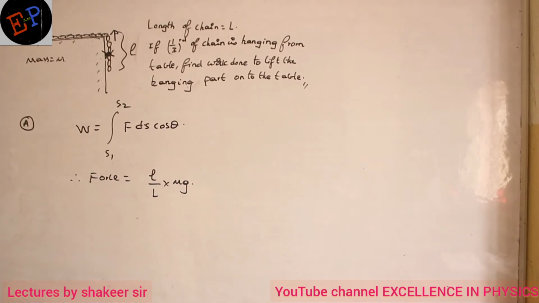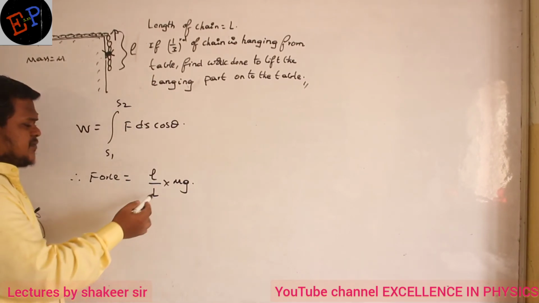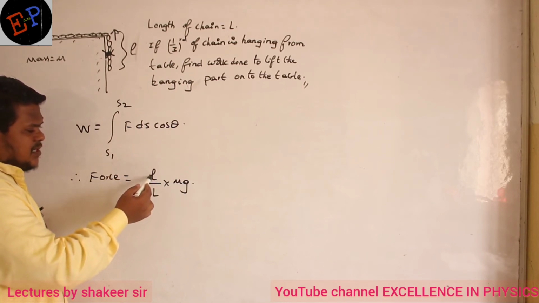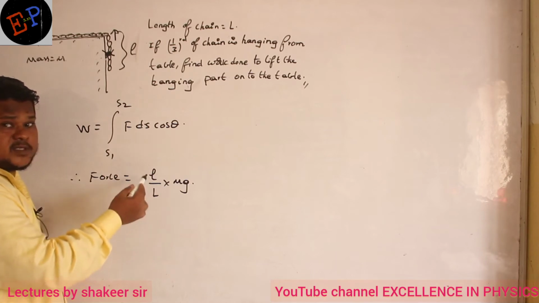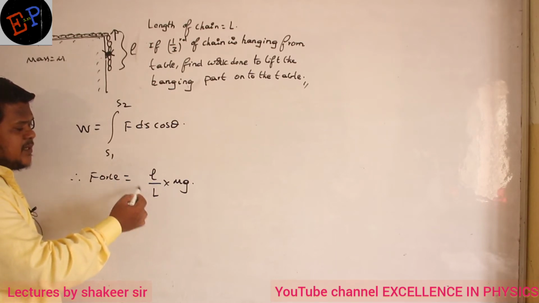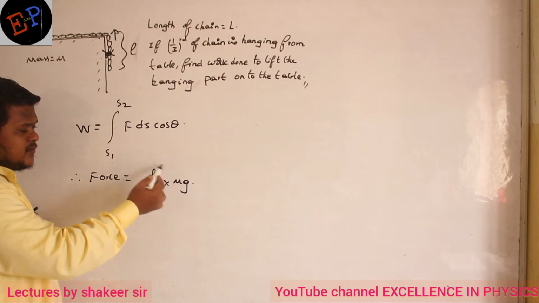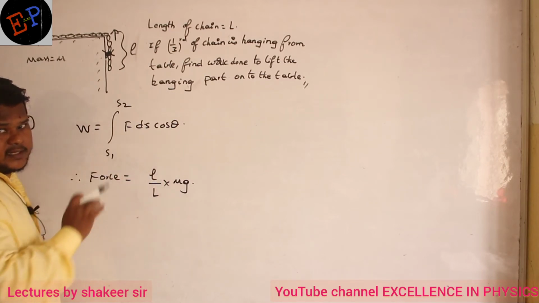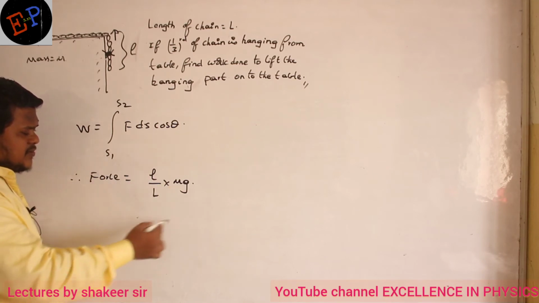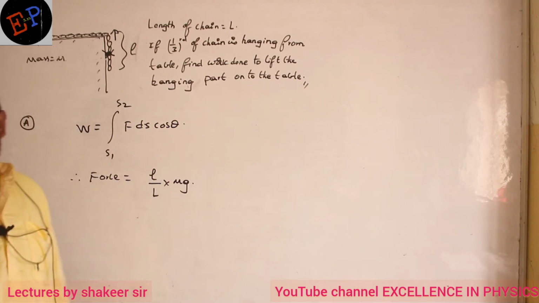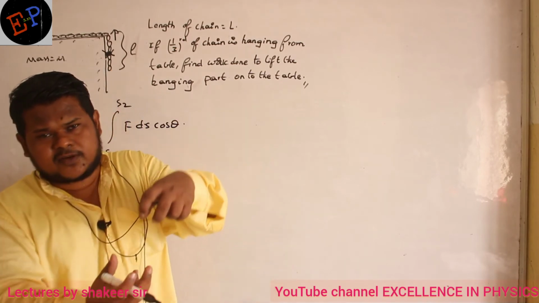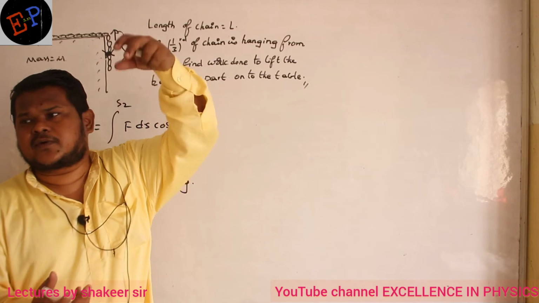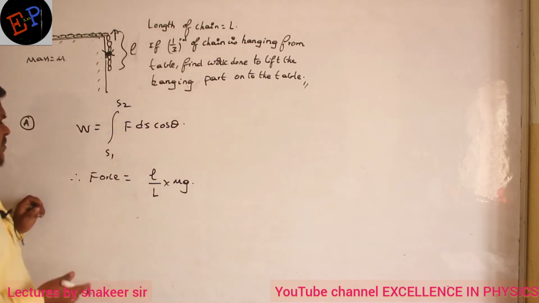See, here the total length of the chain is capital L. How much of the chain is hanging? Small l, so small l by capital L is the fraction of length. This fraction multiplied by the total weight of the chain gives the fractional weight which is hanging. So in the upward direction, you have to apply this much amount of force only. The same force as the weight of the hanging chain, you have to apply in the opposite direction. Then the chain starts lifting upwards with uniform velocity. Are you able to understand? Okay, so this is the force.